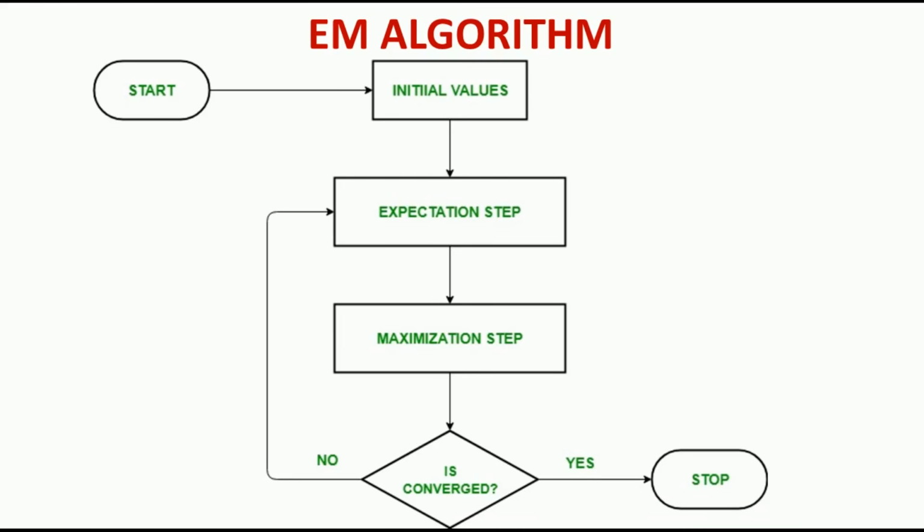This is the flow diagram of EM algorithm. Initially, we will set the parameters. In the expectation step, we will find the values of unobserved data. Those are used to update the variables. If the variables or the parameters are converged, then we will stop the algorithm. Otherwise, we will repeat these two steps until convergence happens.